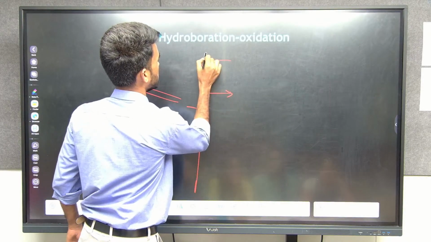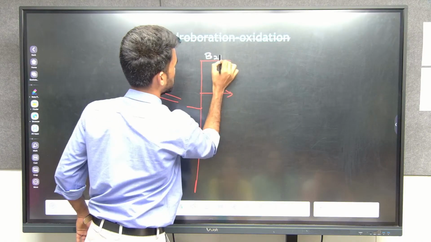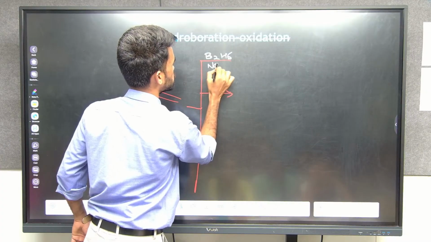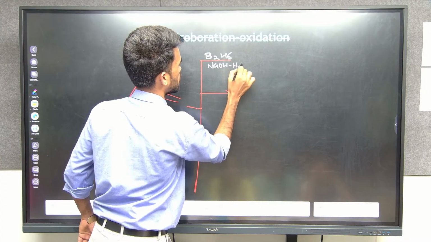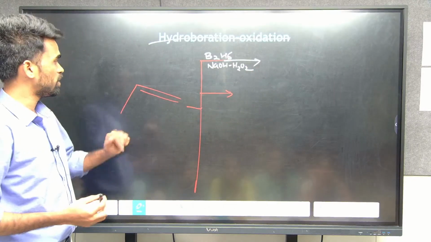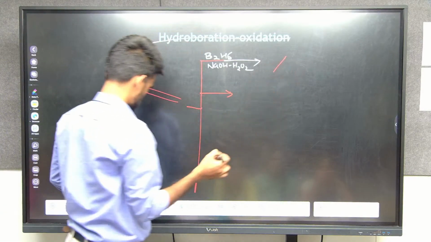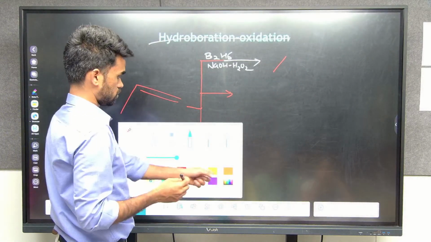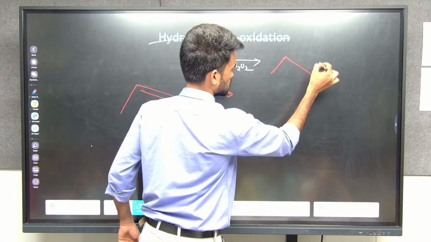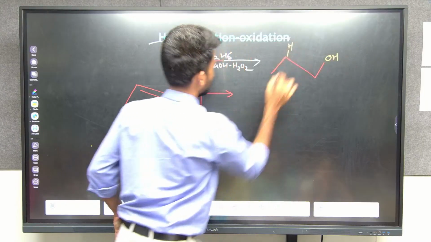See, I am just adding B2H6, like hydroboration now. First we will discuss with this. H2, B2H6, NaOH, H2O2. Tell me what happens, what is the product formed? Alcohol. Where OH, where H? Yeah. So tell me. OH, H. Yeah. Next.